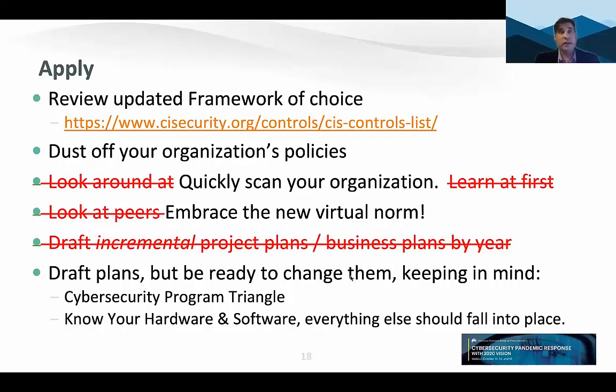And I purposely left some of the red cross out here because, back in February, I might have said, look around at your organization. I don't have time for that now. I'm going to quickly scan my organization. I'm going to look for the big wins. And over time, I'm going to whittle that down.